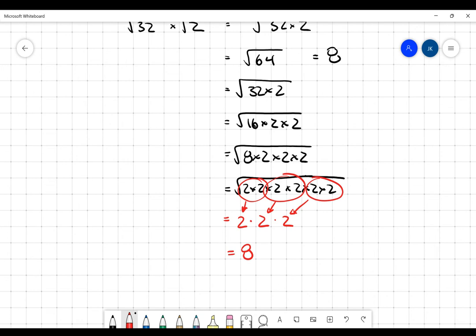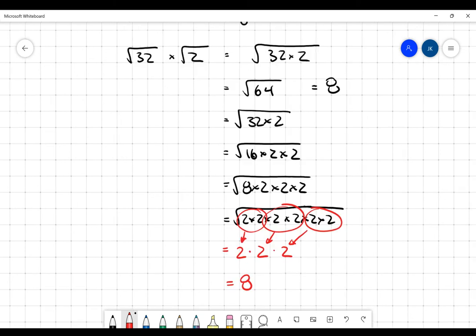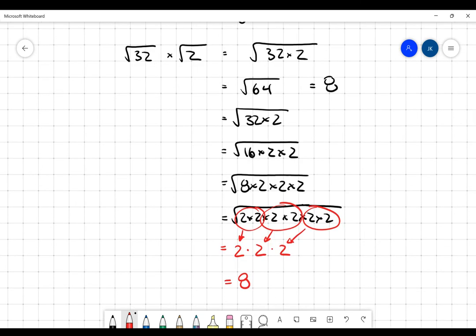Anyway, I just wanted to make sure that you understood a couple of things here. When you're multiplying radicals together, you're going to multiply the radicands. That's assuming that it's the same type of roots, like square root by square root, cube root by cube root, and so on. And then one tool that you can use is to rewrite that radicand in terms of its prime factors, and then pull out pairs if it's a square root, cubes if it's a cube root, and so on.